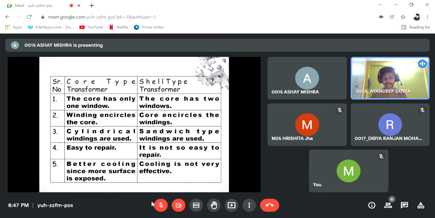In core type transformers, repairing is easy as the primary and secondary coils are separate, while in shell type it is not so, as both coils are wound together and need to be dismantled. As coils are separate, more surface area is exposed. Due to this, better cooling is possible in core type transformers, and this is not so for shell type transformers.